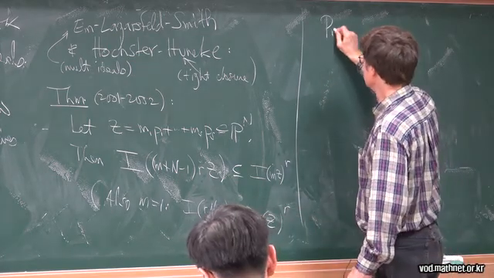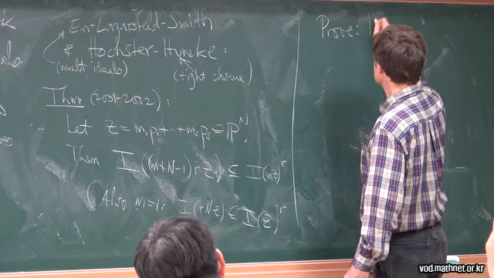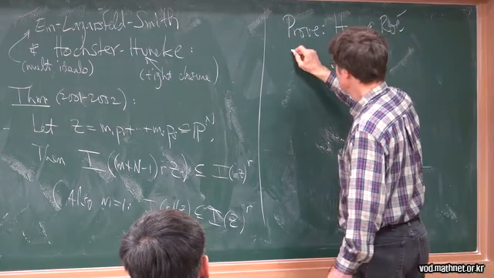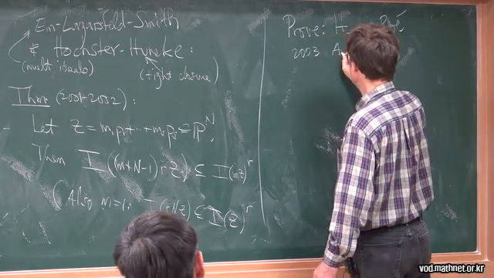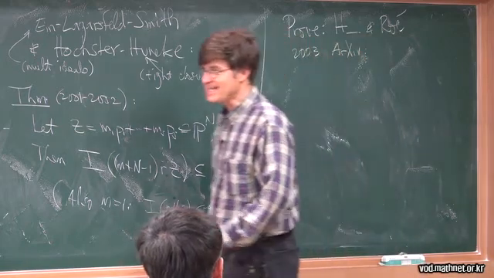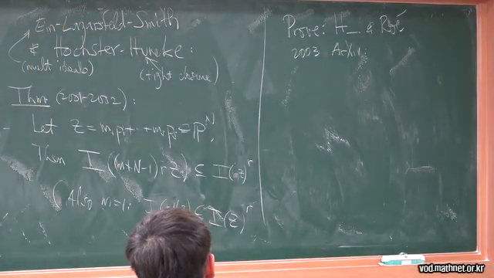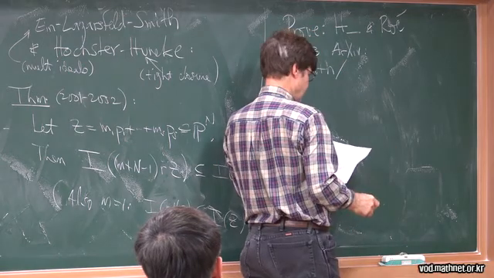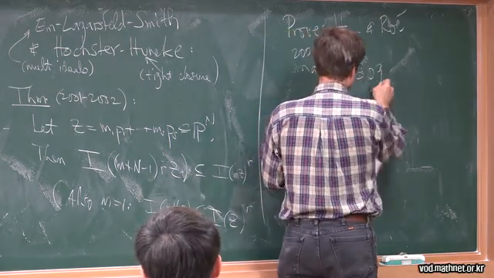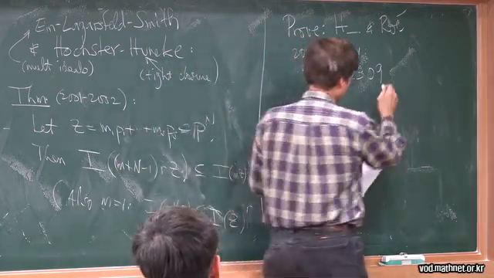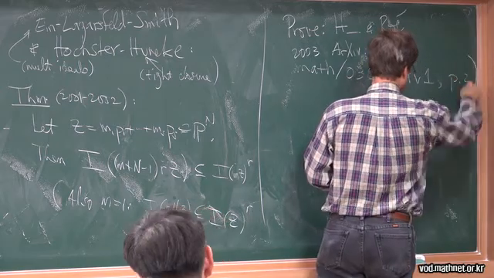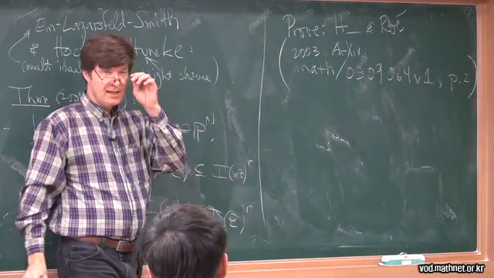And now let's prove it. So this proof is due to me and Roe from 2003. The arXiv citation for it: look in the math part of the archive, and the ID number is 0309064 version 1, page 2. This is important.